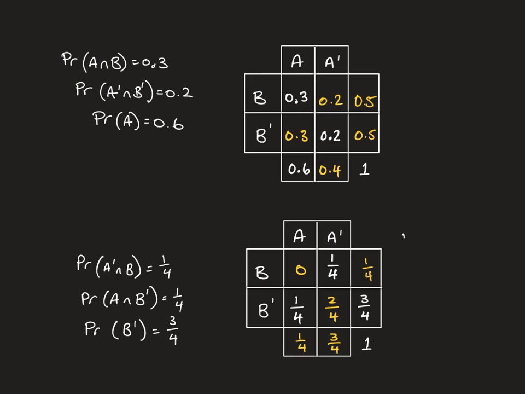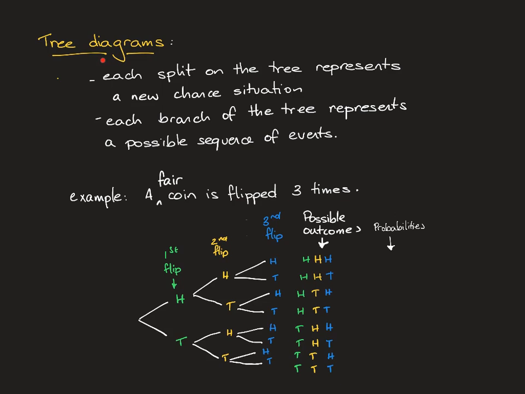How did you go? Tree diagrams are useful when you've got more than two events happening that you're interested in, and each split on the tree represents a new chance situation. So each split, this is what I mean down here, where the two lines separate, is a new chance situation. And each branch of the tree, so a branch of the tree is from the start all the way to the end, so you can see we've got lots of branches here, is a possible sequence of events.